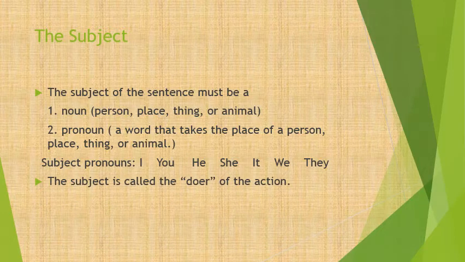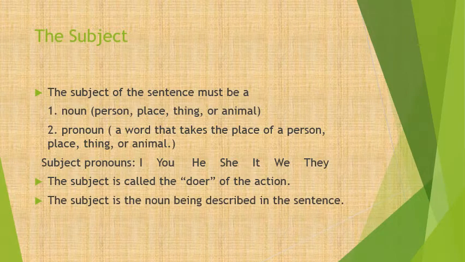Now, the subject is called the doer of the action. So when I have in my sentence an action verb, then the subject here is the one doing the action. But when my subject is the noun being described in the sentence, this means that I have a linking verb and the subject is only the one being described.